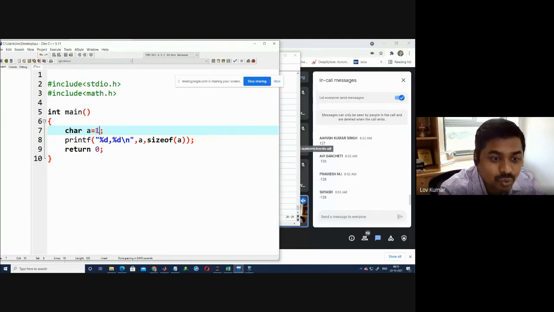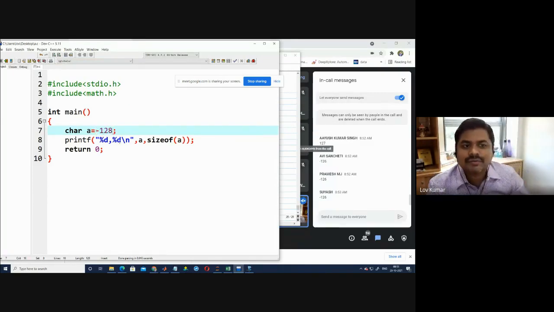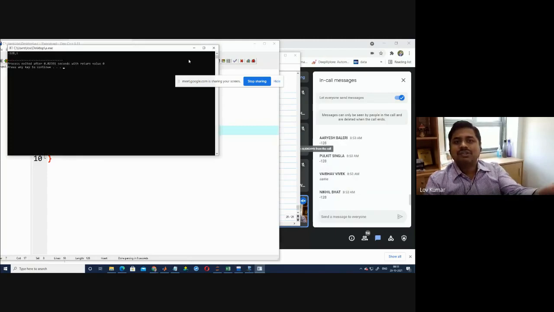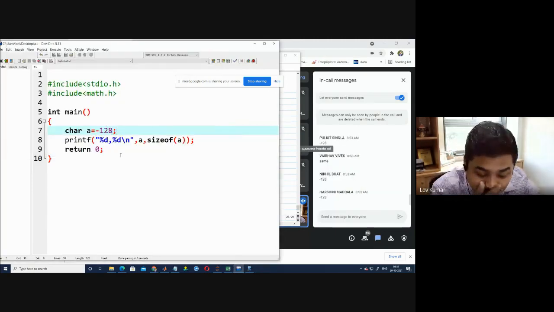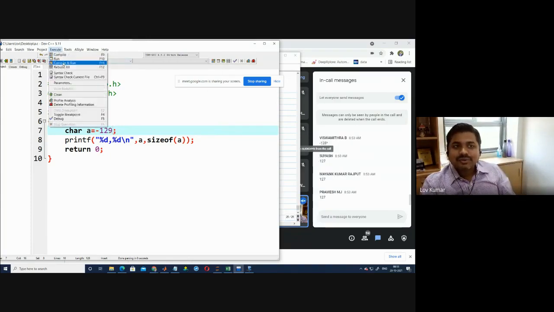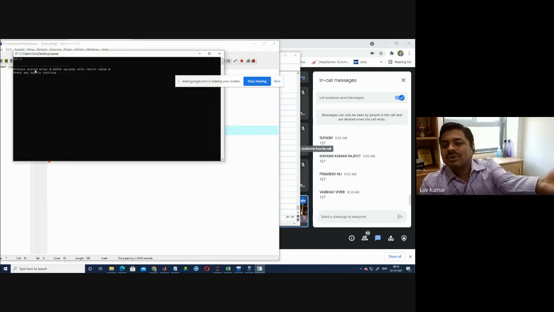Minus 128. What value will it store if you are writing minus 128? Minus 128, just you can see. If you are writing minus 129, what value will it store? 127. Just you can see, if you are going to execute, it will store 127.